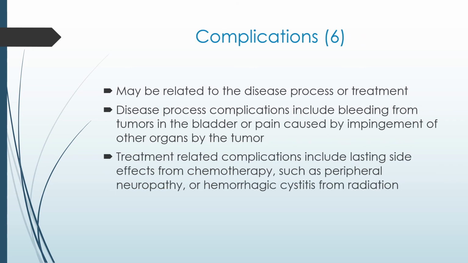So complications. Complications may be related to the disease process or the treatment. Disease process complications include bleeding from the tumor in the bladder or pain caused by the impingement of other organs by the tumor. Treatment-related complications will include lasting side effects from the chemotherapy, such as peripheral neuropathy, or hemorrhagic cystitis from the radiation.